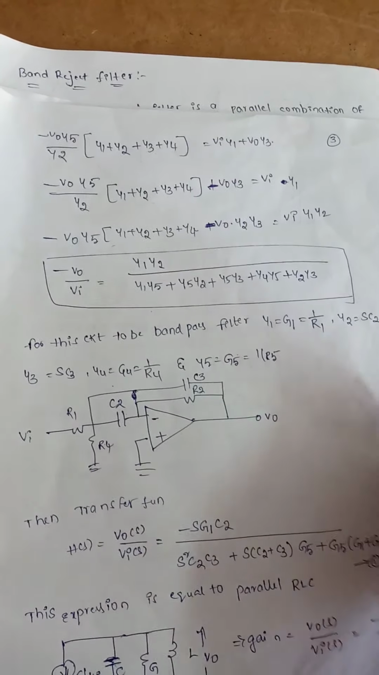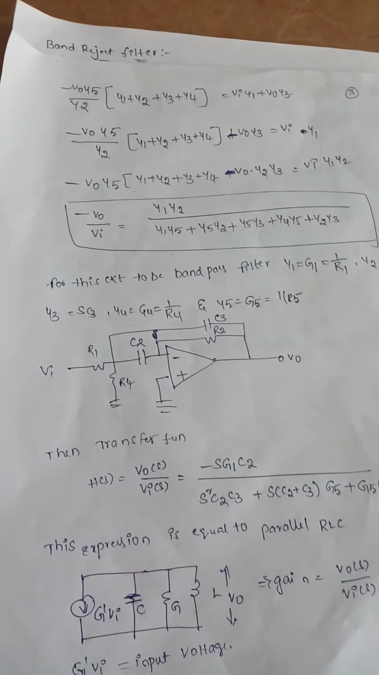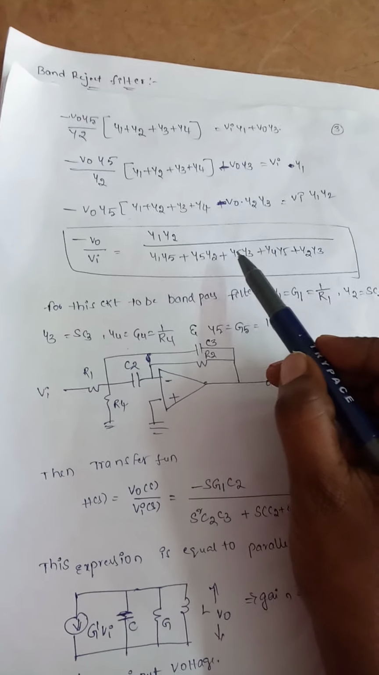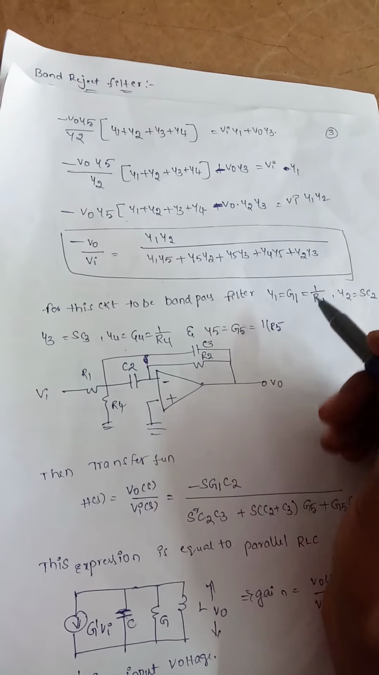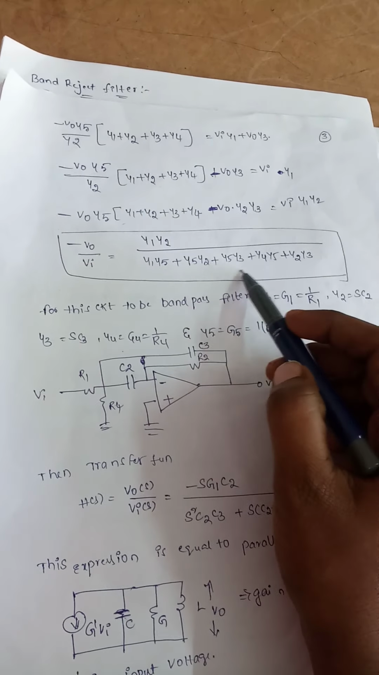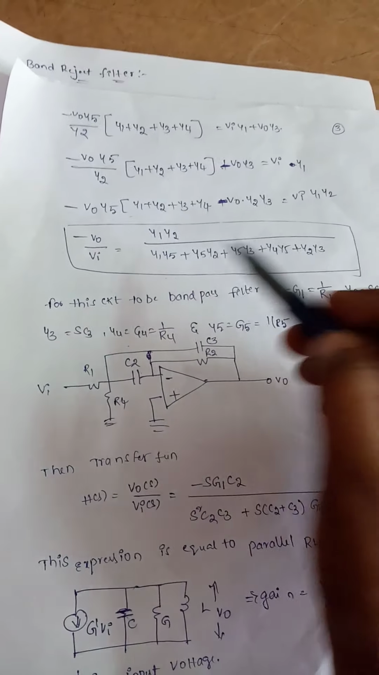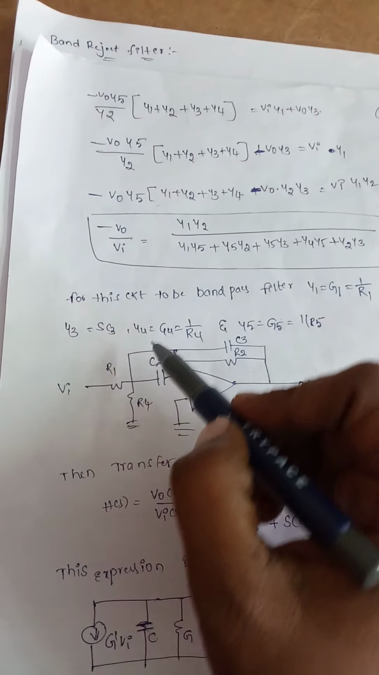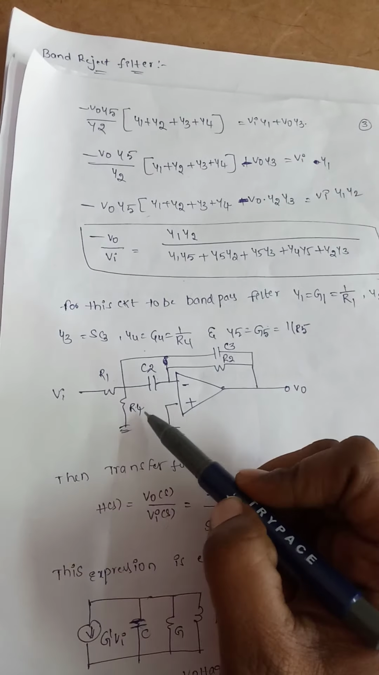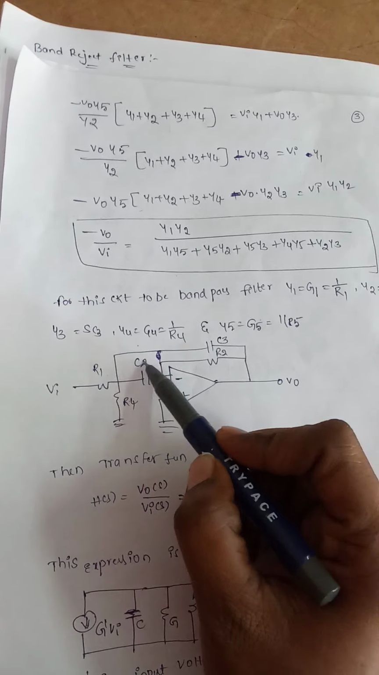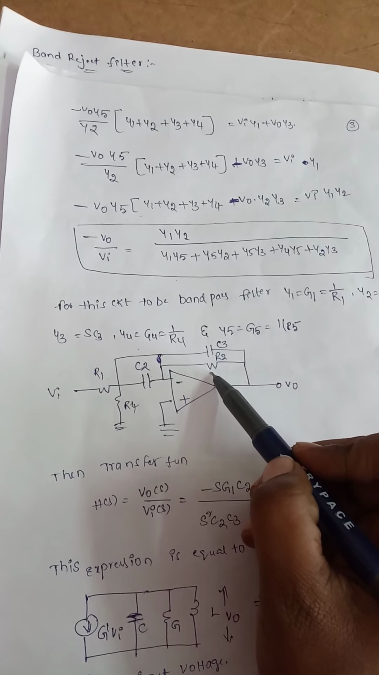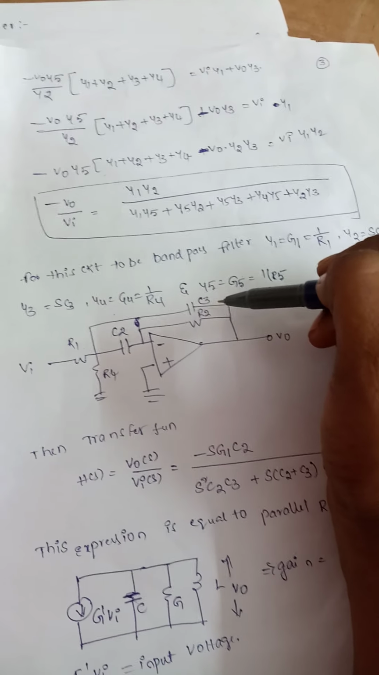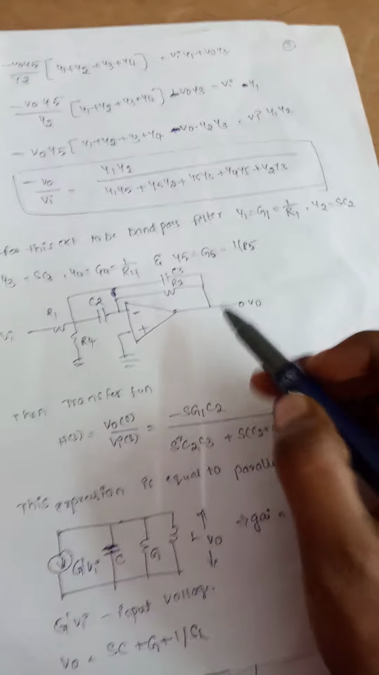Initially we take all components in admittance form, only for easy simplification. Next, this gain equation will be calculated using the real components. So instead of Y1 we substitute R1, instead of Y4 we substitute R4, instead of Y2 we substitute C2, instead of Y5 we substitute R2, and instead of Y3 we substitute C3.